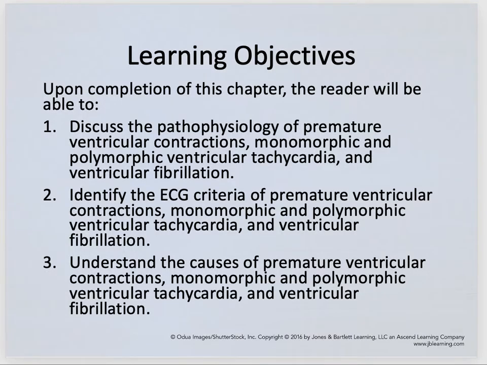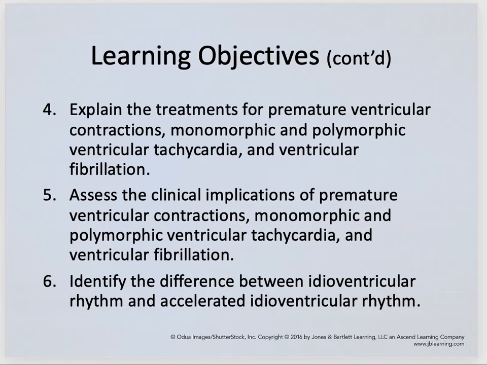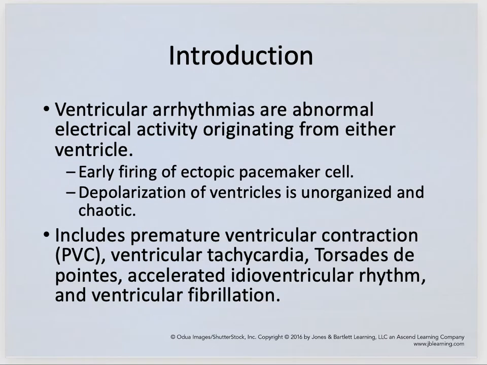So some of the things we're going to take a look at: we're going to discuss the pathophysiology of a premature ventricular contraction. We call it a PVC, monomorphic, polymorphic, tachycardia. We'll look at ventricular fibrillation, identify PVCs, understand what causes them. We will explain some of the treatments available. We will assess some of the clinical implications of the PVCs, as well as, again, VTAC and VFib, and identify the difference between idioventricular rhythm and an accelerated idioventricular rhythm.